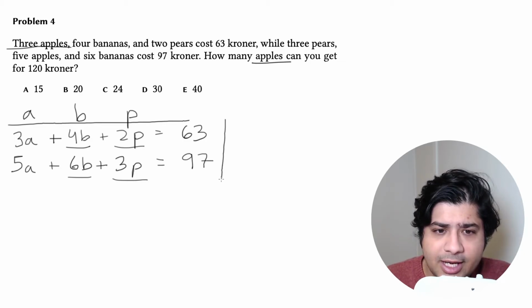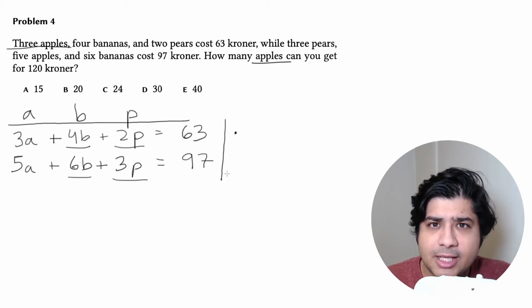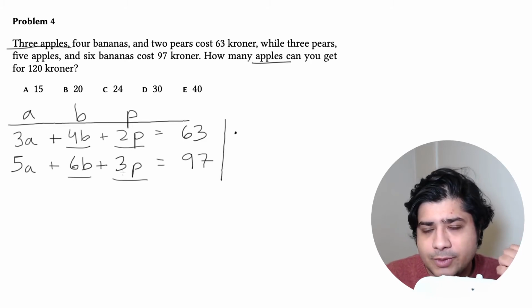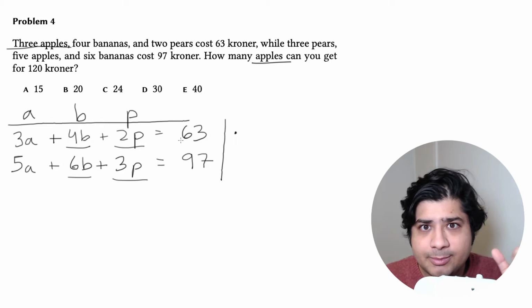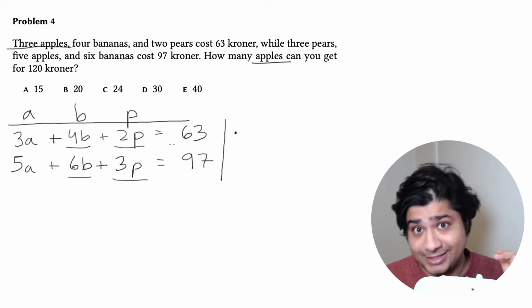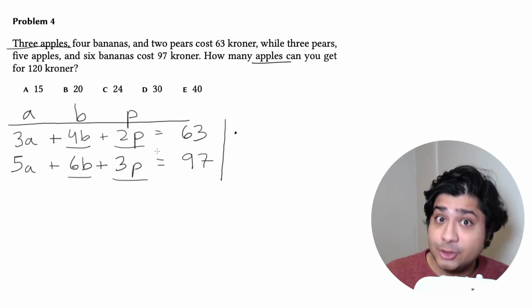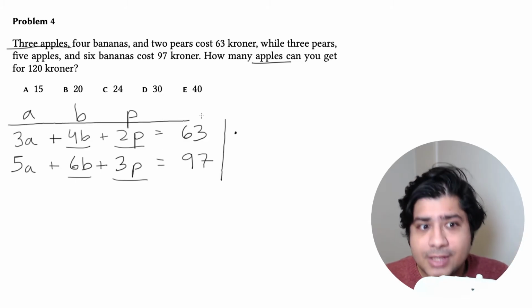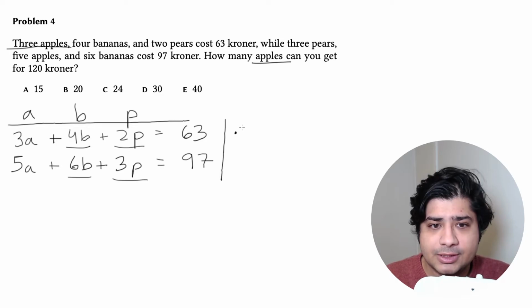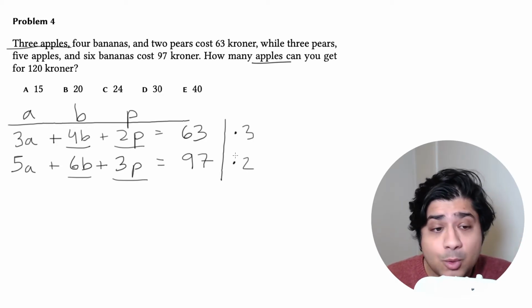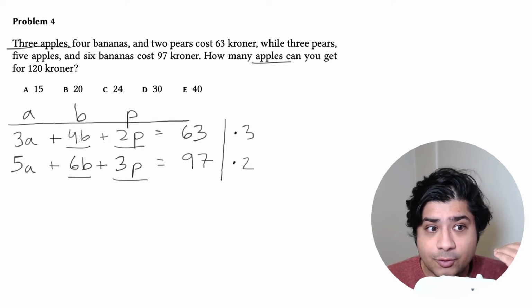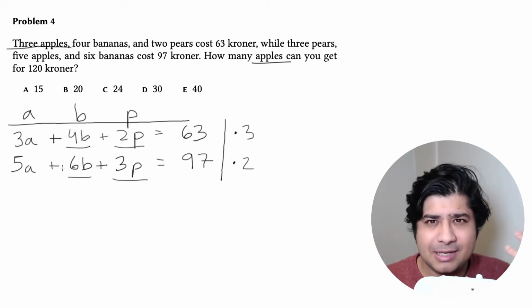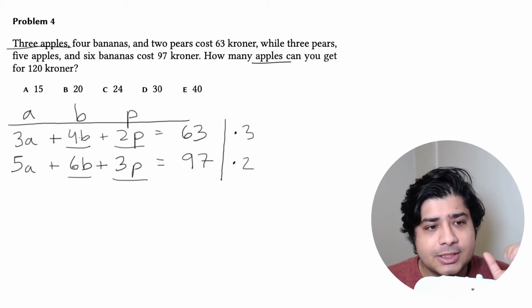Let me just make a line here. What is it that we can multiply this by? Well, what can you multiply 2 by and 3 by to get the same number? 2 multiplied by 3 gets you 6, and 3 multiplied by 2 gets you 6 as well. So that could be a way to do it. So let's say 3 here, and let's say 2 here. Of course, that won't work if that doesn't work for the bananas either, right? Let's see if that works.